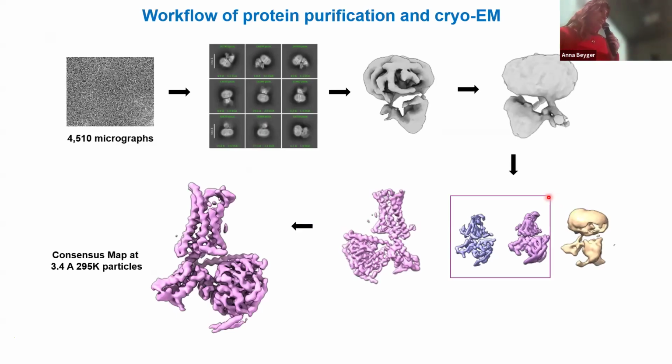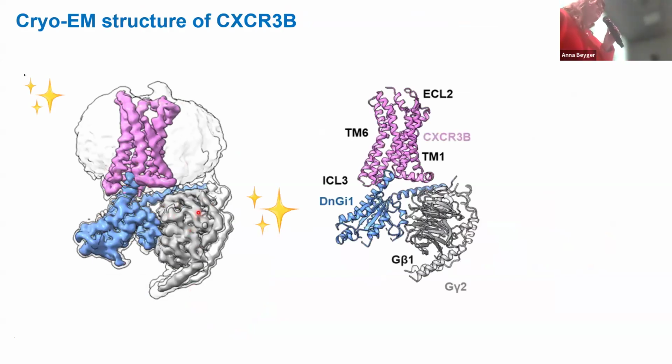where atoms could be modeled into. So this is the structure that we got, and what we see is the receptor in the micelle with 7 transmembrane helices, which is typical of GPCRs, and we also saw the G alpha protein inserted by the C-terminal tail into the receptor's intracellular core. And we also saw densities for the G beta and G gamma. From that, I was able to model the residues and come up with the structure.